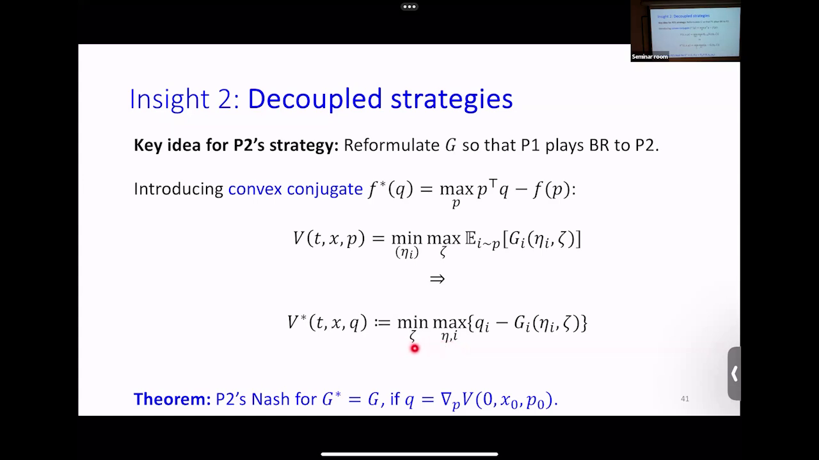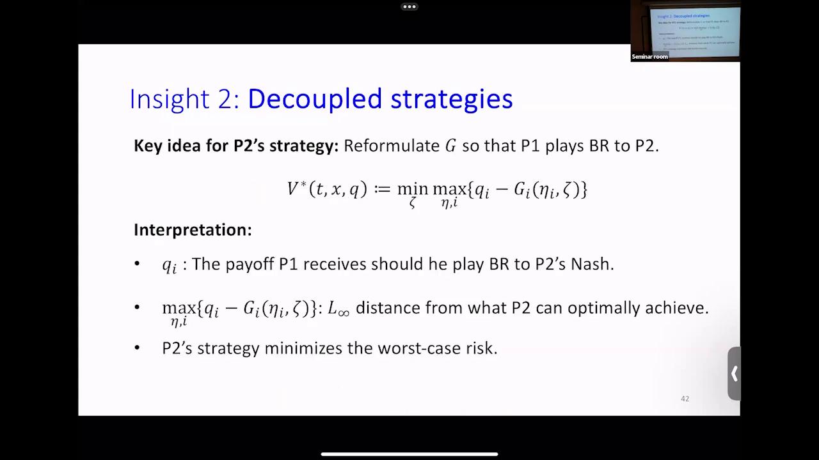So this way you can find the Nash equilibrium of player 2, but in general for a different game, which is the dual game. But then there are some conditions that you can satisfy, and once they are satisfied, you can show that the two games have the same Nash equilibriums. So eventually, for player 2, he's solving this dual game, and by solving it, it is guaranteed that his Nash equilibrium for this dual game is also the Nash equilibrium for the original game.